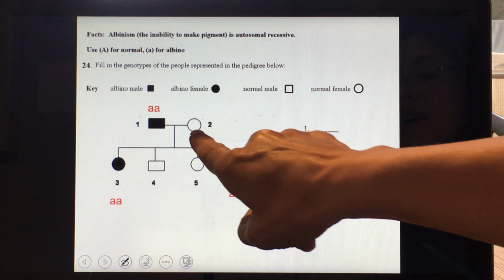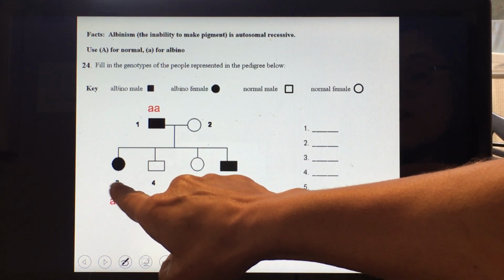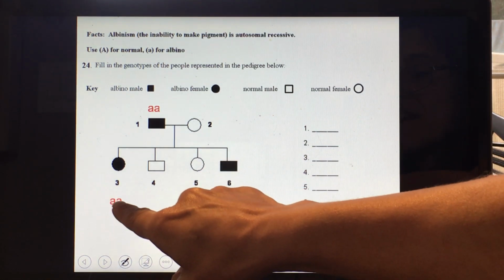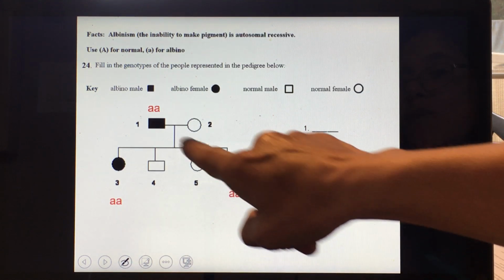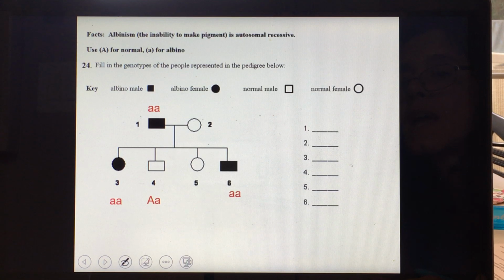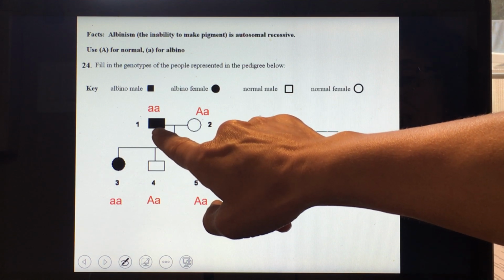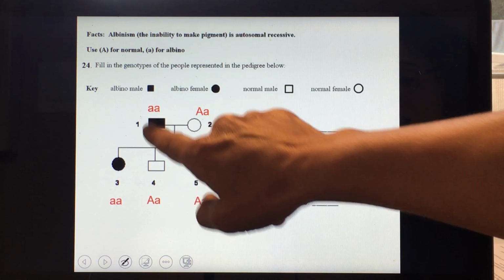So number 2 has to be heterozygous because her kids have it. And if her kids have it, they have to be homozygous recessive for it. They get one recessive allele from dad, but one from mom. Now, both of these children must be heterozygous because the only allele that dad can pass on is the recessive allele.